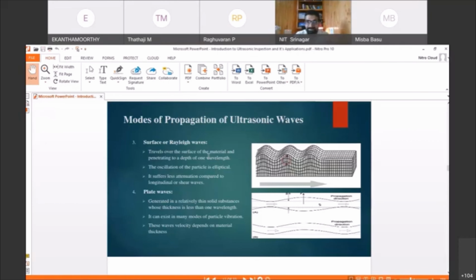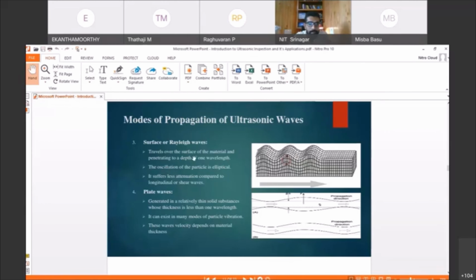Compared to longitudinal and shear waves, surface waves are less attenuated. Here we have to discuss what attenuation is. Attenuation is nothing but a loss of energy when ultrasound is passing inside a material. When it is transmitting inside a material, suppose it is going to a higher depth, it loses some of its energy. That loss of energy is nothing but attenuation. It may happen because of dispersion, or energy lost near the grain boundaries in the form of heat or scattering. That's called attenuation.